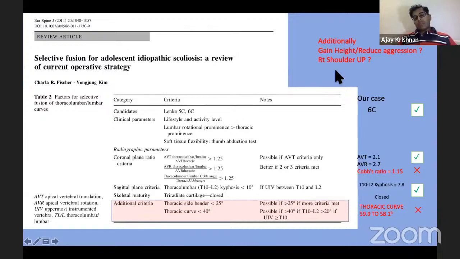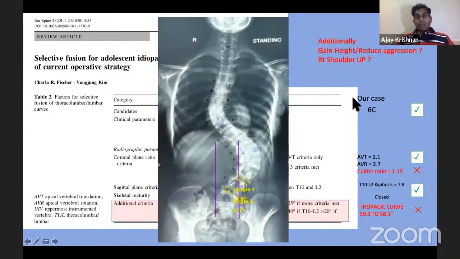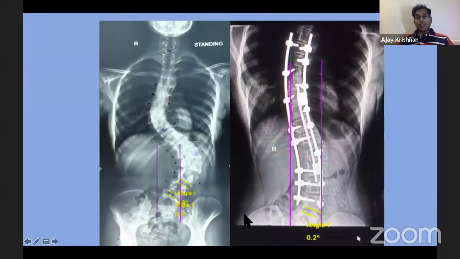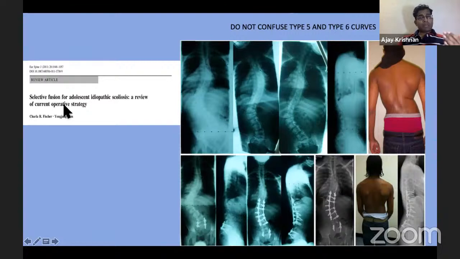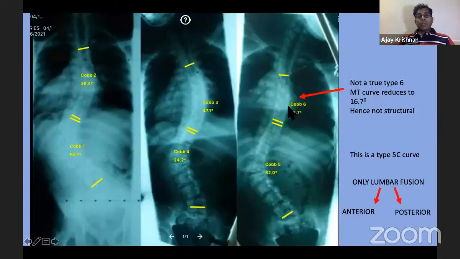You get one case of actual type 6 every 2 to 3 years. You may mix up with your cousins, as Suryaprakash sir said, because they are not 6. This is what was there, and this is the final picture of what we could achieve. And even the best of the literature, if you go into it, they mention these sorts of curves as 6. They are not 6. It's wrongly confused. These are type 5 curves. They are not 6 curves.